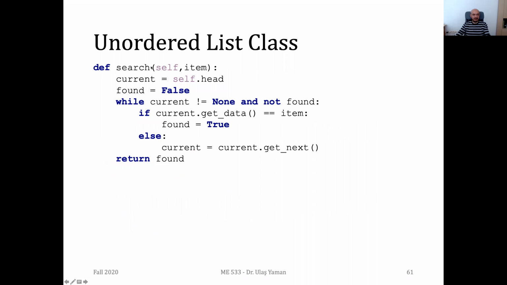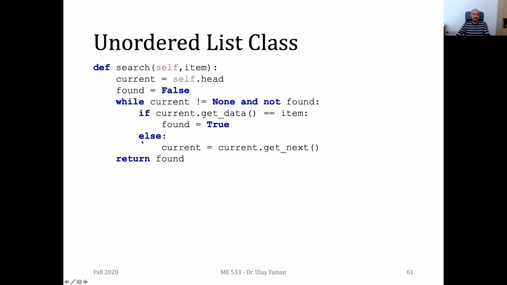This is for the search operation. In search, obviously, we need to give the list data structure and the item itself, the item we are looking for. So again, we have some initialization. The current value is the head of the list data structure. And initially, we have a variable found equal to false, since right now we haven't found the item yet, so it's false.